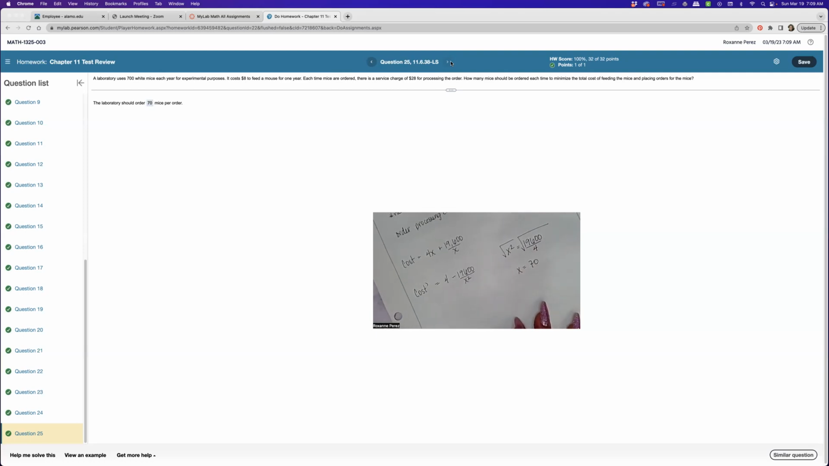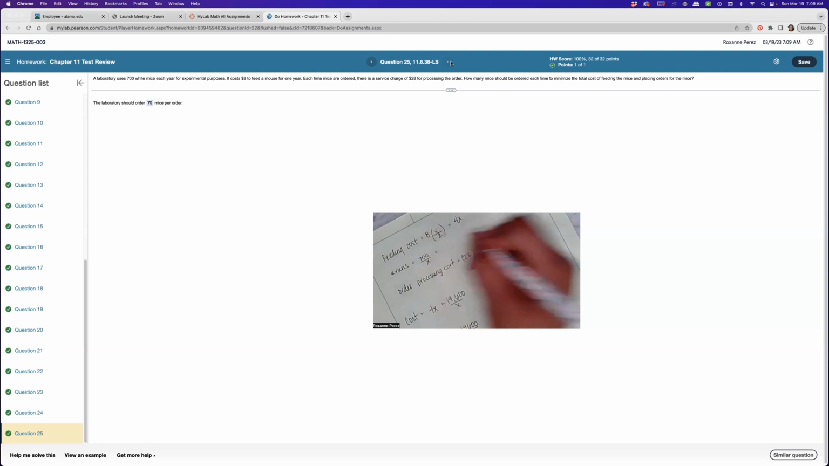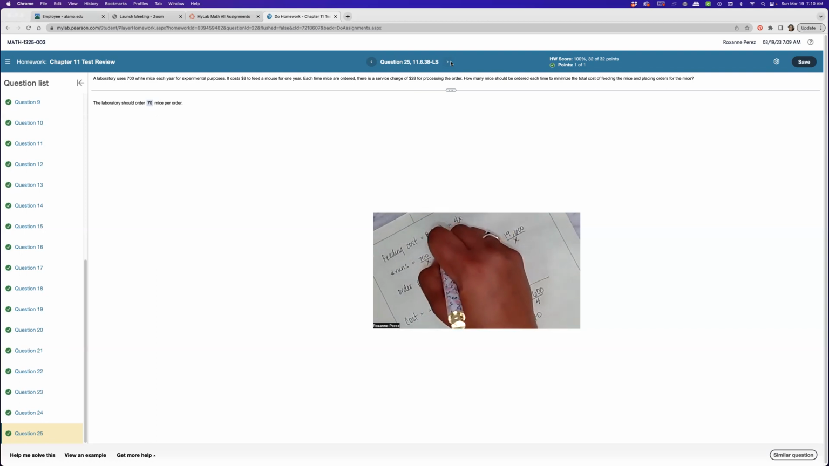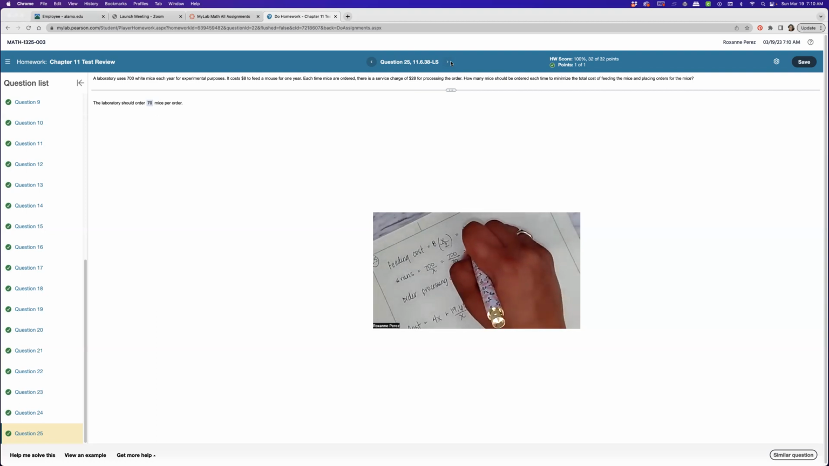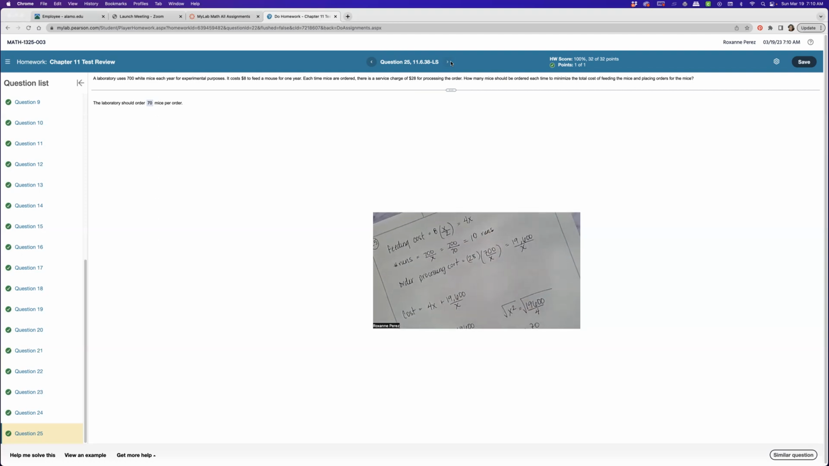Okay. And this is our x quantity. So again, in order, we need to minimize our runs. So we're going to plug that in. 700 divided by 70 gives us 10 runs, okay, to minimize our cost.